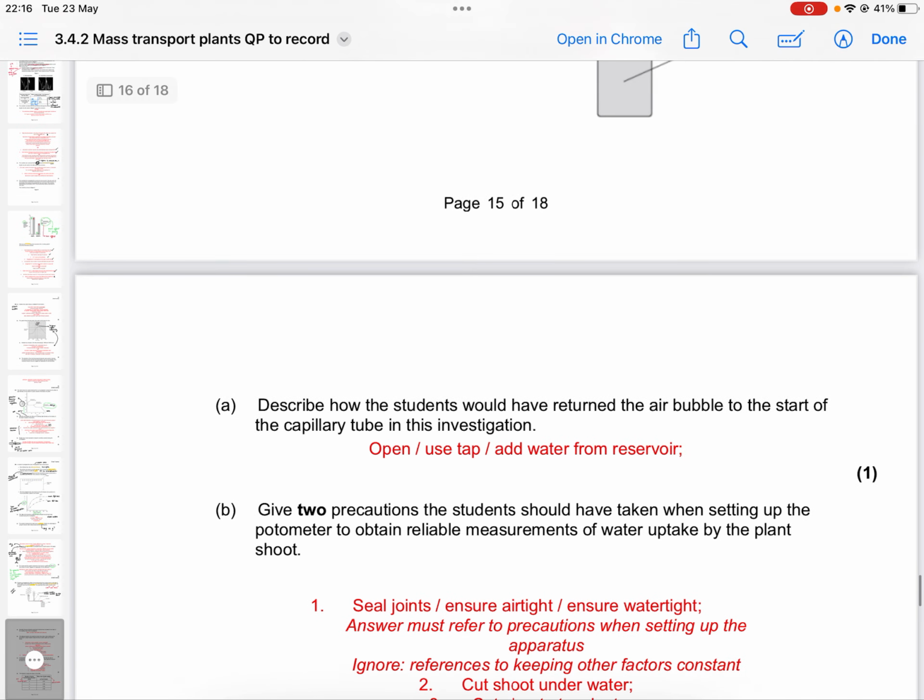So other steps the students should follow to make sure that the practical has been carried out properly.